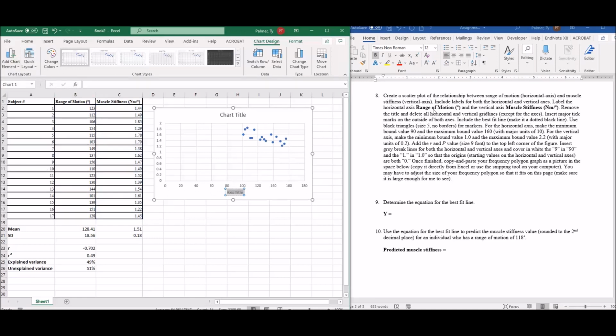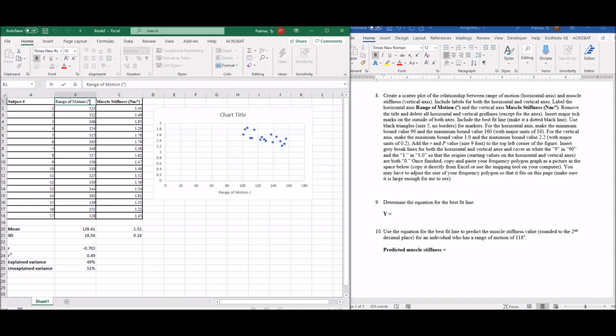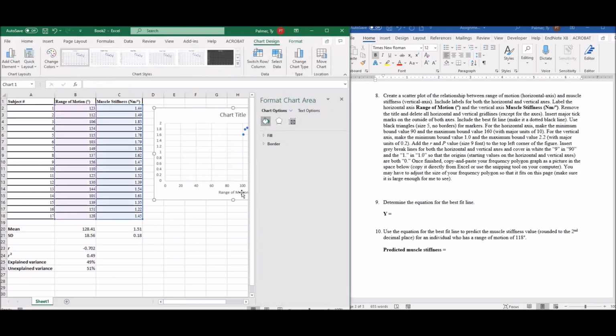It says it specifically in the instructions. We're going to title it Range of Motion, and then in parentheses we're going to put the units. Okay, the units are in degrees. Again, we can just cheat here if we want. Let's see if it'll do it for me.